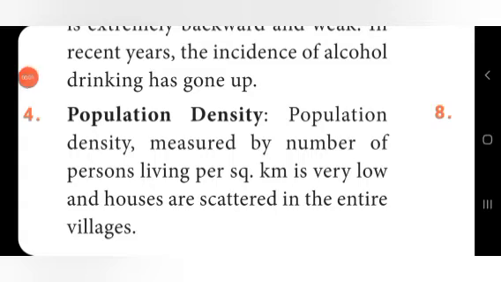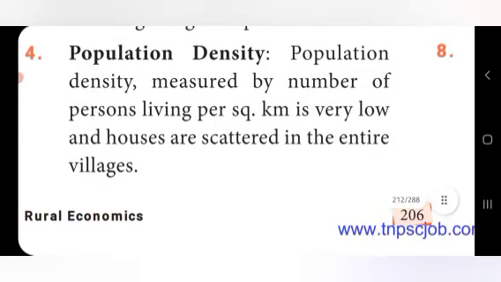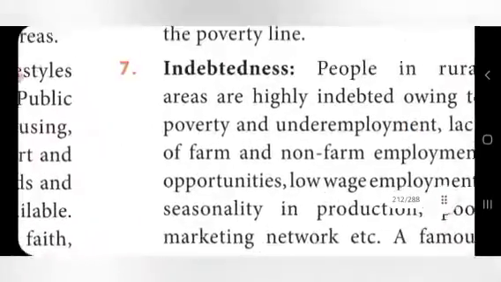Population density. What about population density in rural areas? Population density, measured by the number of persons living per square kilometer, is very low and houses are scattered throughout the villages. This is the status of population density. The living houses are scattered here and there, and the number of persons living per square kilometer is very low.